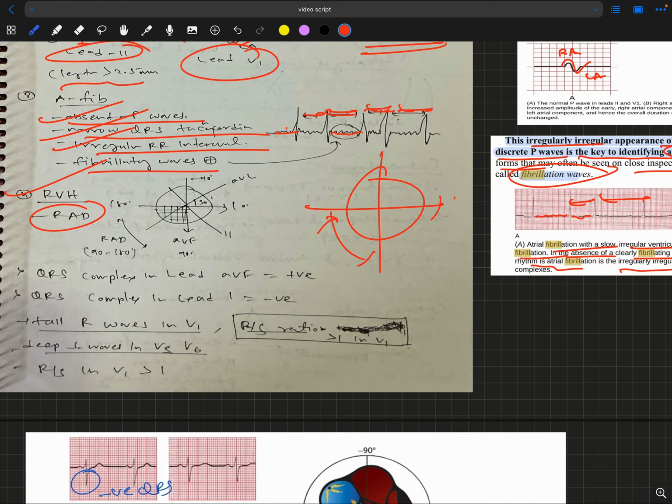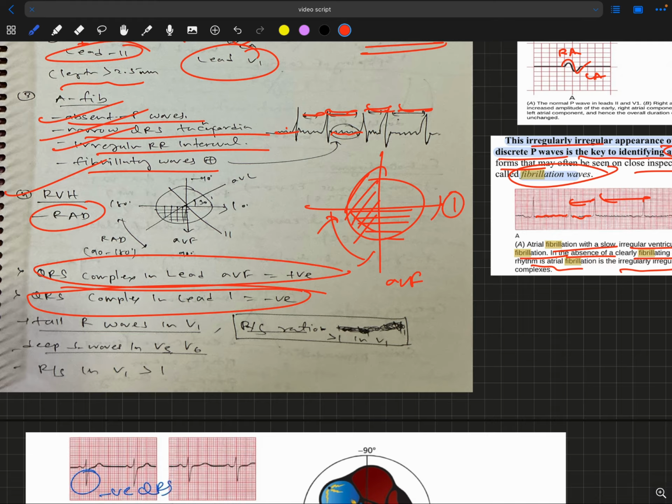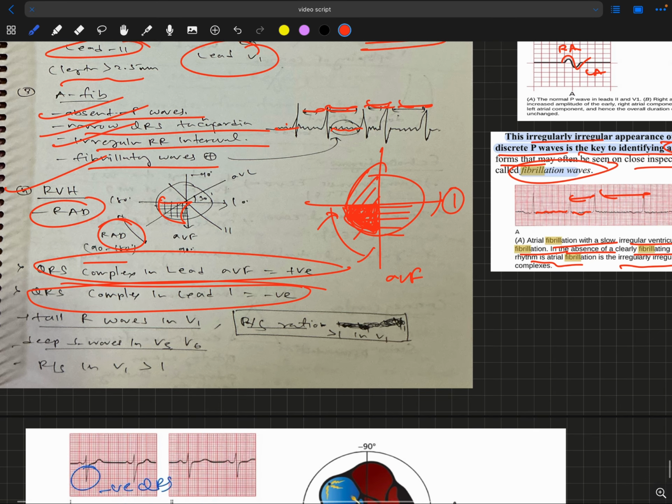For this, the QRS complex in lead 1 has to be negative, and in lead AVF the QRS complex has to be positive. So QRS complex is positive in lead AVF and negative in lead 1. That will lead to right axis deviation. So this is the right axis deviation, 90 to 180 degrees.